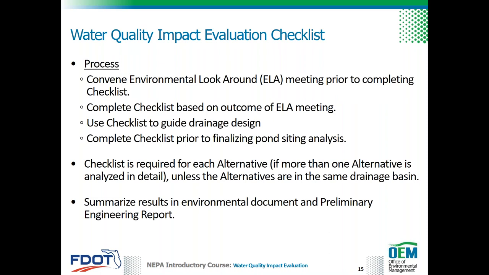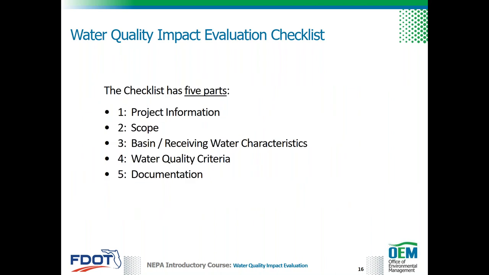Unless the alternatives are in the same drainage basin, the process begins with obtaining data to evaluate potential water resource issues. Information can be obtained from the environmental look-around meeting, which will assist the development of the checklist and the drainage design objectives. The checklist should be completed prior to finalizing the pond siting analysis. The results are summarized in the environmental document and preliminary engineering report. The Water Quality Impact Evaluation Checklist has 5 parts.